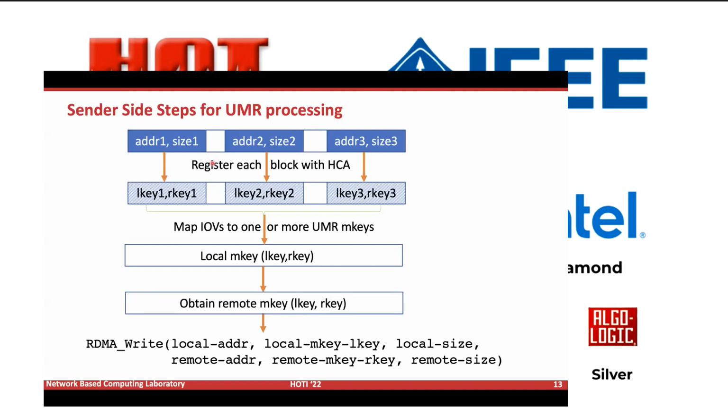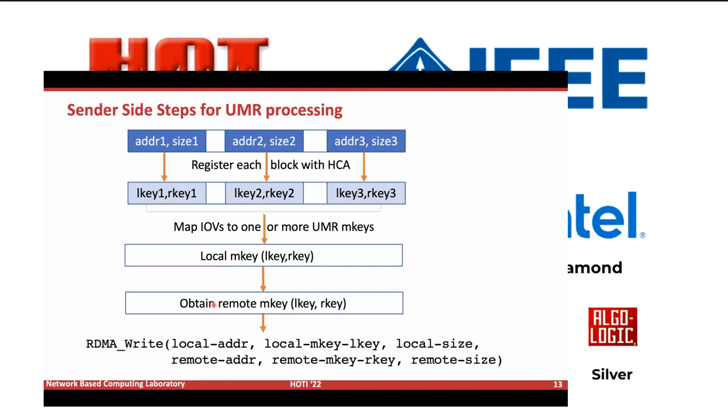This figure indicates the list of IOVs, where each contiguous block has its own address and size. Once that is obtained, we need to register each of them with the HCA. Once this process is done, we map all of these memory regions to an M key. This way, we let the HCA know that any operation on this particular M key corresponds to these non-contiguous memory regions.